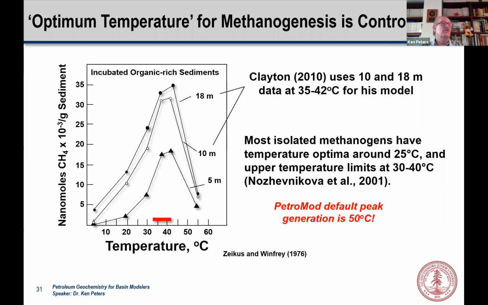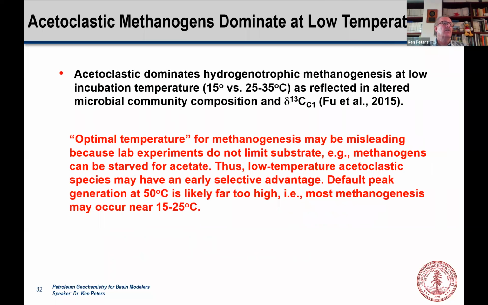Again, that's higher than some other estimates that you'll see, but it's certainly lower than the 50 degrees C default in PetroMod. Most isolated methanogens have temperature optima around 25 degrees C and upper temperature limits at 30 to 40 degrees C. Here's another paper that makes that statement. So I would conclude that the PetroMod default peak is a little too high. And of course, you can easily modify that and bring that down, but the default is probably too high. So it looks to me like acetoclastic methanogens are really dominating at low temperatures, at 15 degrees to maybe a little higher, maybe 35 degrees, where this all occurs. And we have that microbial community that does that.